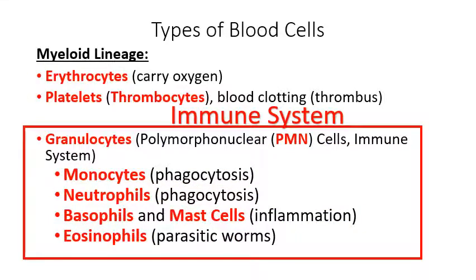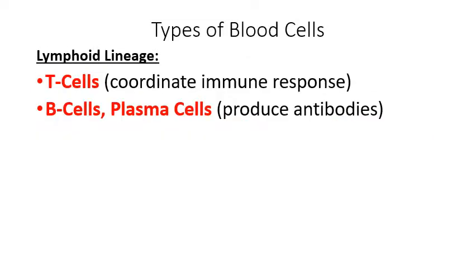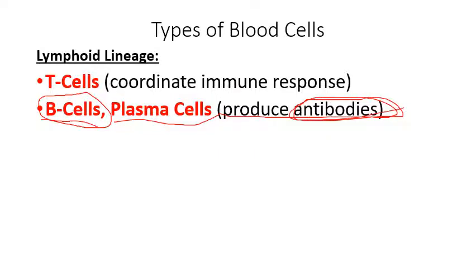All right, so these are all part of the immune system. The lymphoid lineage includes T cells and B cells. B cells can differentiate into a type of cell called a plasma cell that produces antibodies. You've probably heard of antibodies. They are used to fight foreign infections, right?